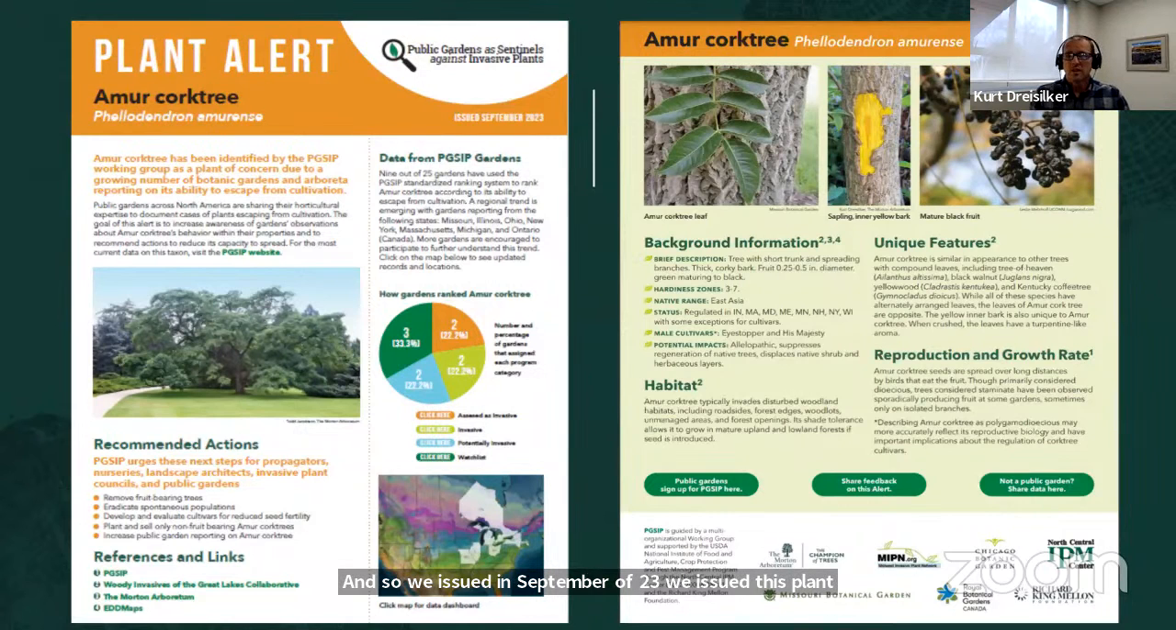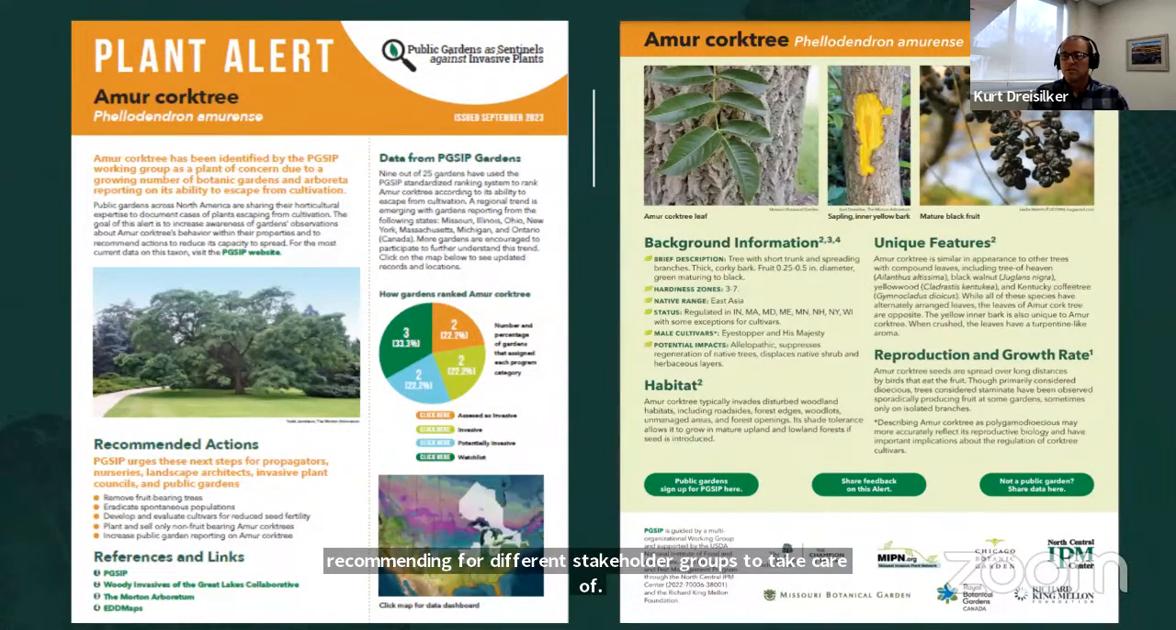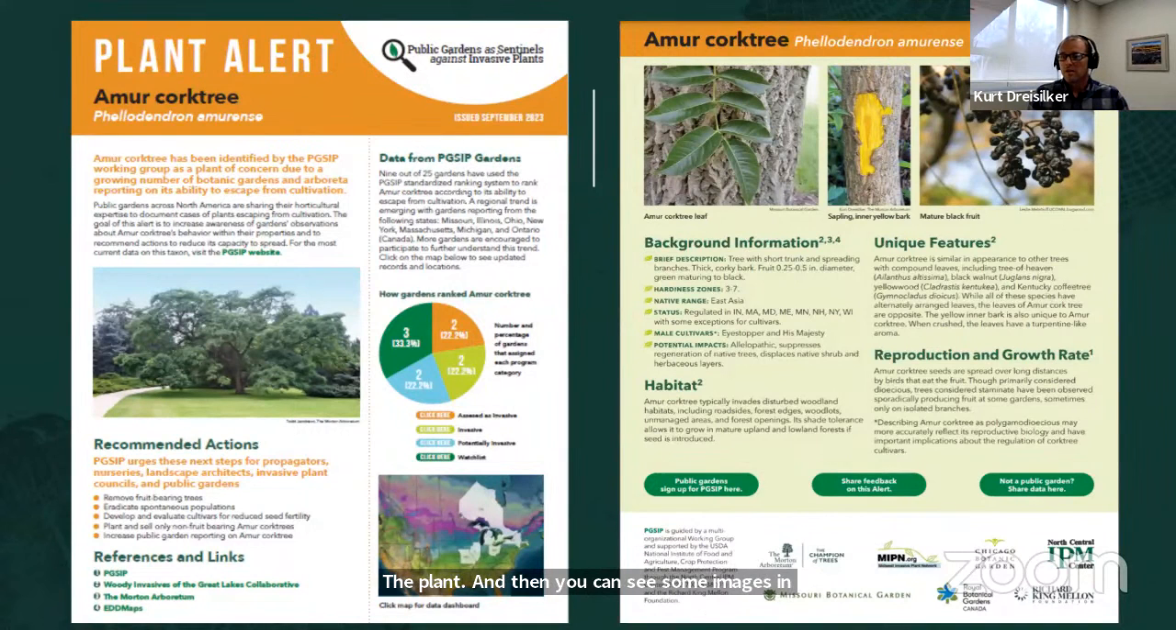You can see a screenshot of the front and back of this PDF document. You can see some information about the plant, how it broke down per category by gardens ranking it, and some links down on the bottom left. You can see some recommended actions that we're recommending for different stakeholder groups to take care of the plant. And then you can see some images in the screenshot on the right and some other information about this species.